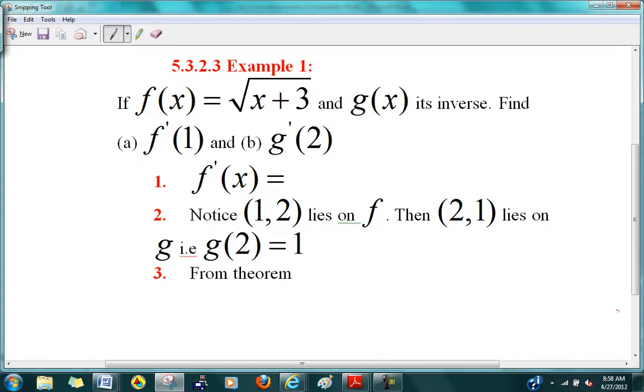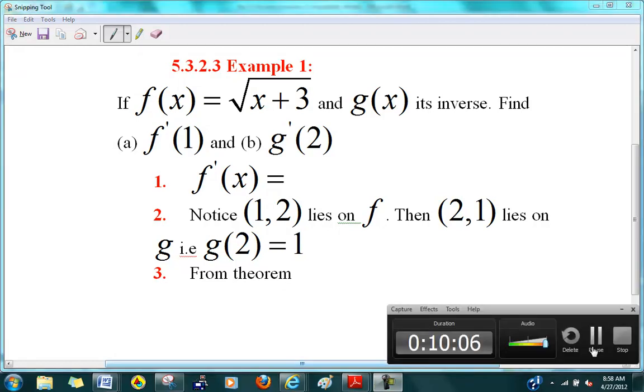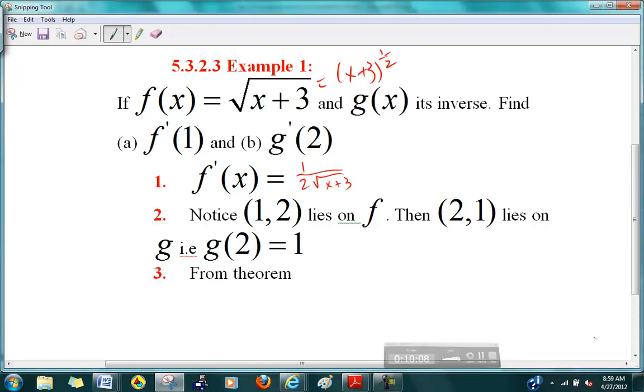Okay, so you might want to copy this slide down and then we'll start working on it, okay? Then for part A, what is f prime of 1 equal to? Right, you just put in x equals 1 in here. And you get 1 over 2 times square root of 4. Square root of 4 is 2, so you get a quarter.